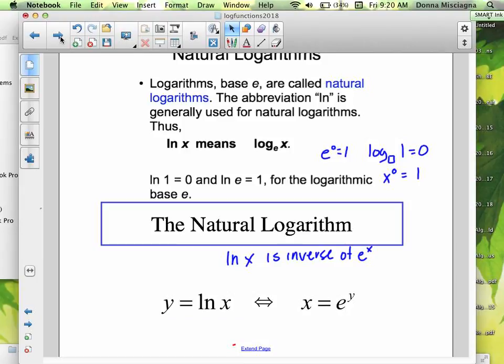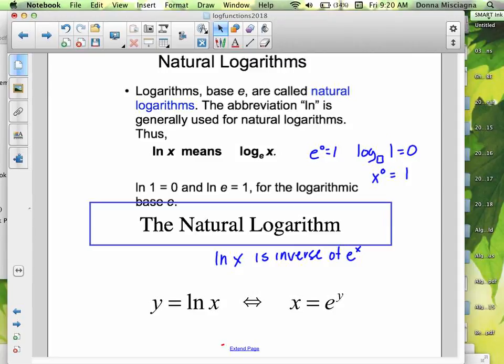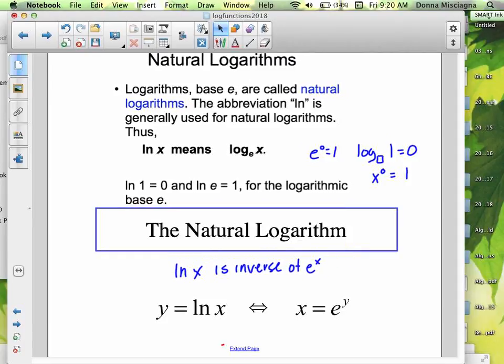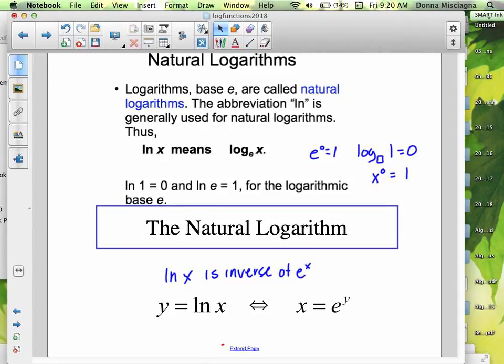The natural logarithm, right? This is the other one that has a button on the calculator. When we were using e to the x, we'd hit Shift ln. Well, ln is natural log. It's log natural, which is French. So ln x is the inverse of e to the x. Logarithms base e are the natural logarithms. The abbreviation ln is generally used for natural logarithms. So instead of log base e of x, we'll see ln x. We know that means natural log, right?